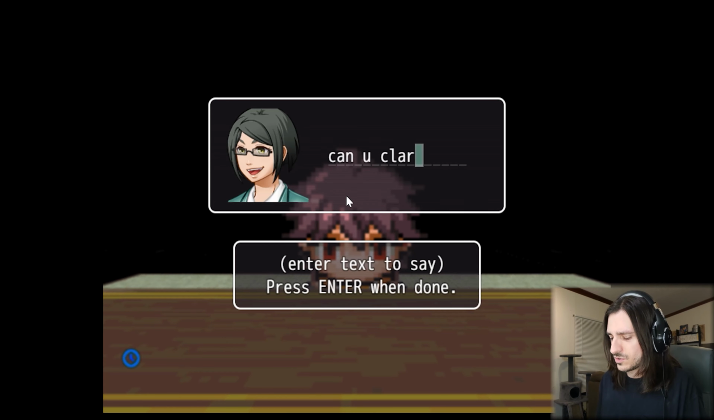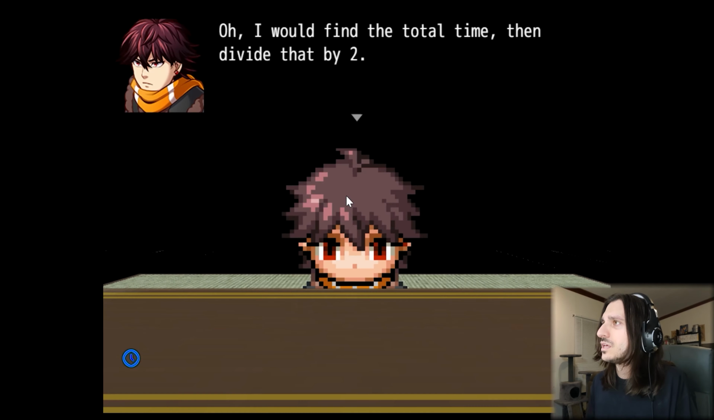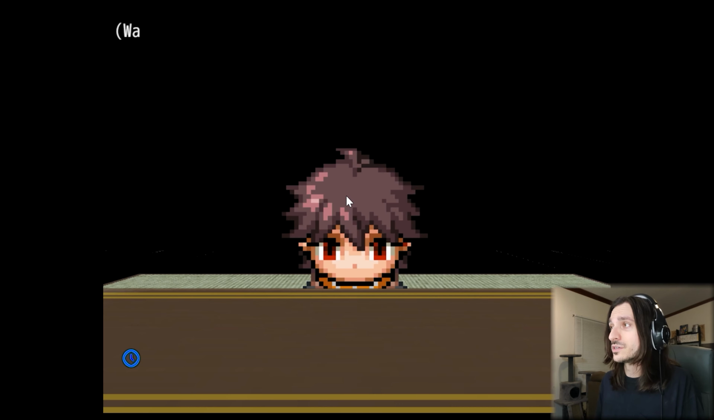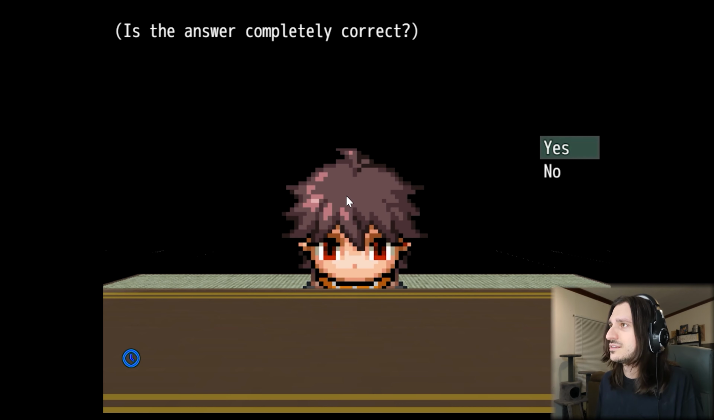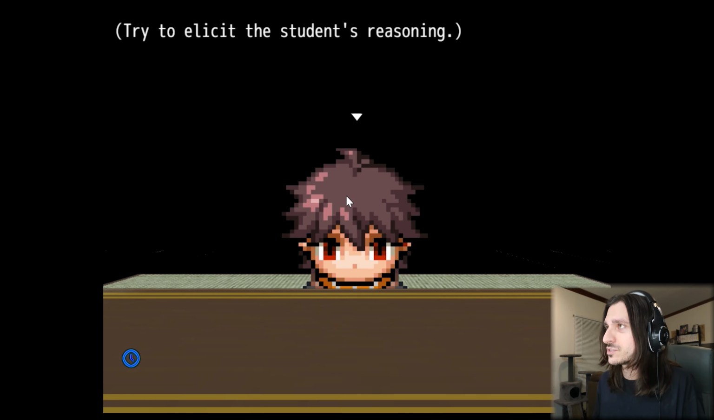What? Can you clarify, LOL? Oh, I would find the total time, then divide that by 2. Answer is clear now, for sure. Yes. Is the answer completely correct? Now that I don't know, because I'm just a teacher, and I need to look in the book to find out if that answer is correct.